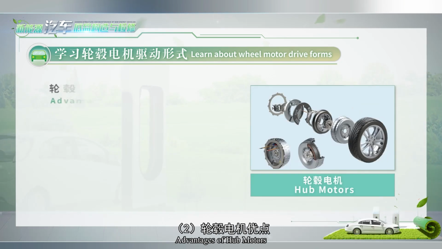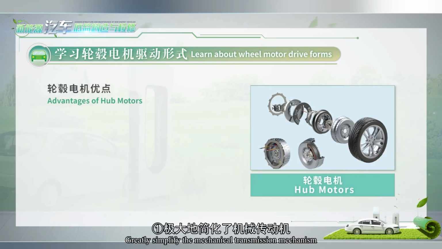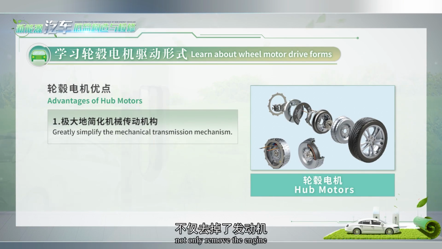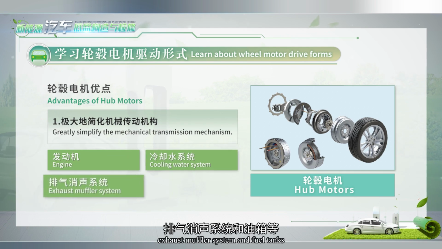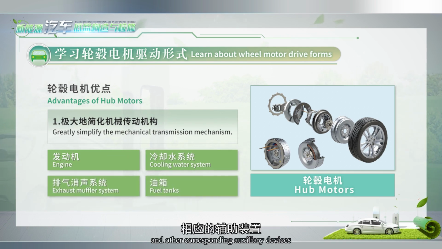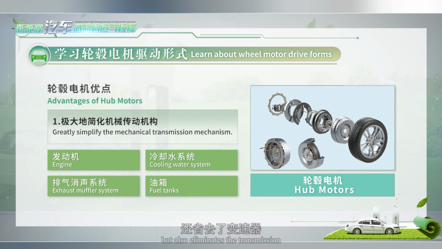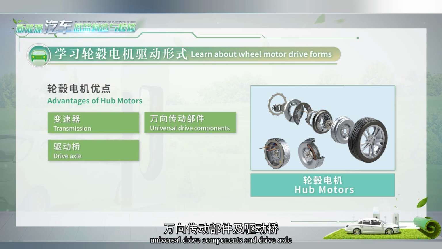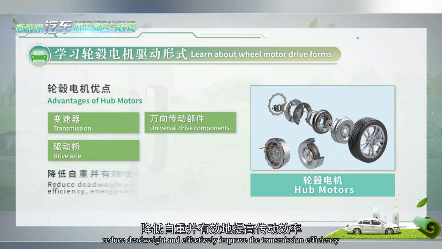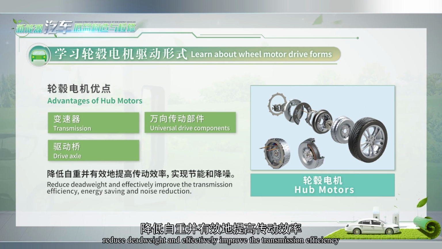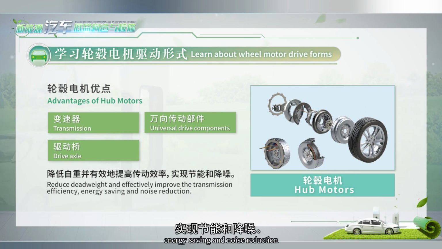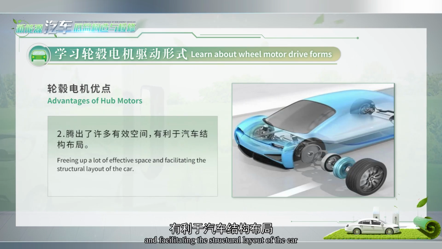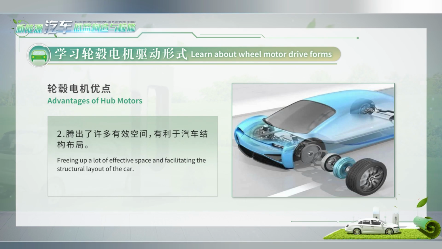2. Advantages of hub motors. First, greatly simplify the mechanical transmission mechanism. Not only remove the engine, cooling water system, exhaust, muffler system, fuel tank and other corresponding auxiliary devices, but also eliminate the transmission, universal drive components, and drive axle, reducing dead weight and effectively improving transmission efficiency, energy saving, and noise reduction. Second, freeing up a lot of effective space, facilitating the structural layout of the car.